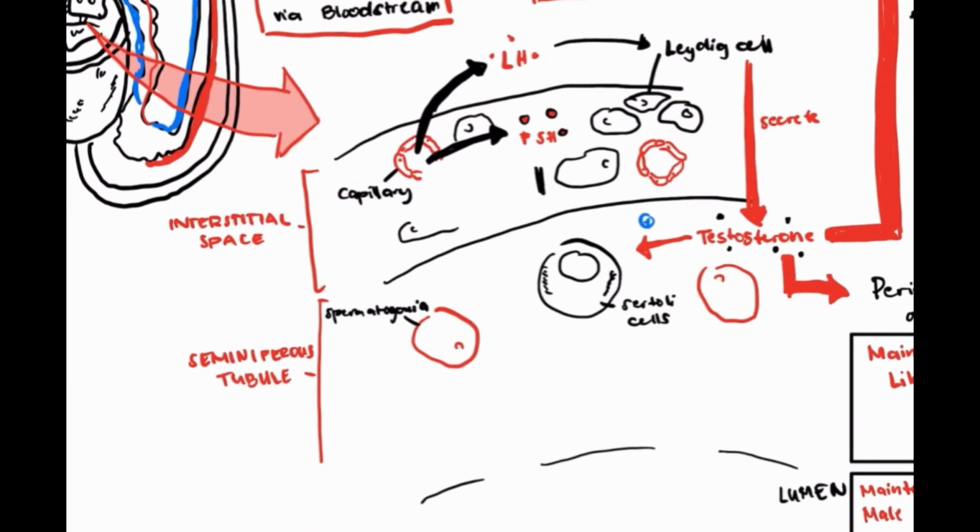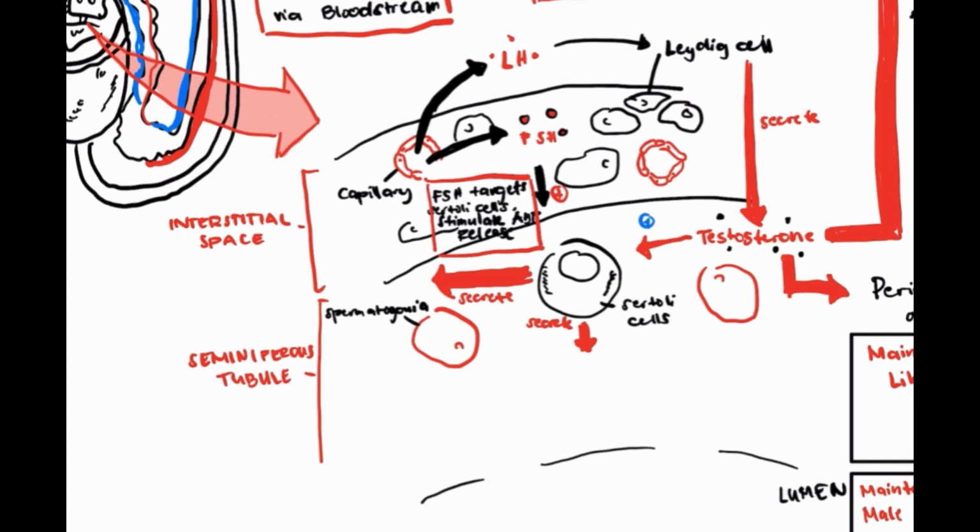Now, going back, remember how I told you that testosterone also affects Sertoli cells within a seminiferous tubule? Well, it turns out that follicle stimulating hormone, FSH, also targets the Sertoli cells. So, follicle stimulating hormone targets Sertoli cells, stimulating ABP release by the Sertoli cells. So, what is ABP? Well, in order for Sertoli cells to secrete ABP, which means androgen binding protein, it needs both follicle stimulating hormone stimulation as well as testosterone being present.